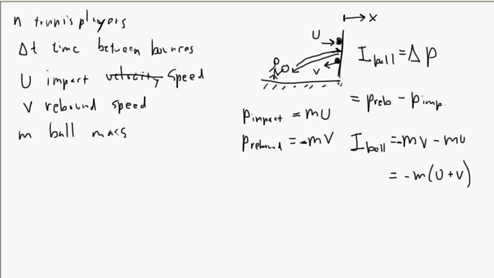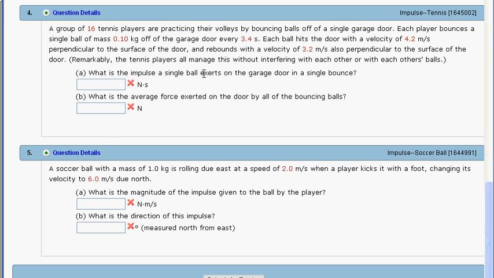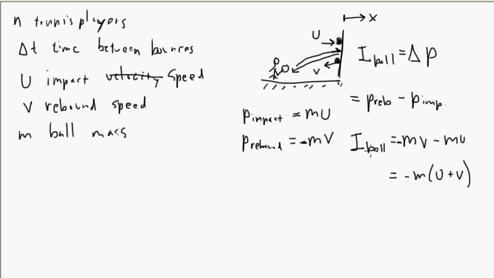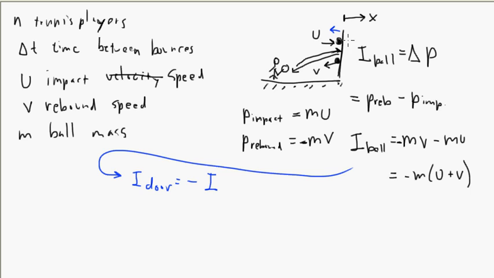Now let's see what we were asked for. What is the impulse a single ball exerts on the garage door? Okay, so this is the impulse on the ball, which is the impulse the door exerts on the ball. So the impulse on the door, let's switch to blue here, is going to equal the negative of the impulse on the ball, because this is the Newton's third law pair. The door exerts an impulse on the ball, which means the ball is exerting an impulse on the door.